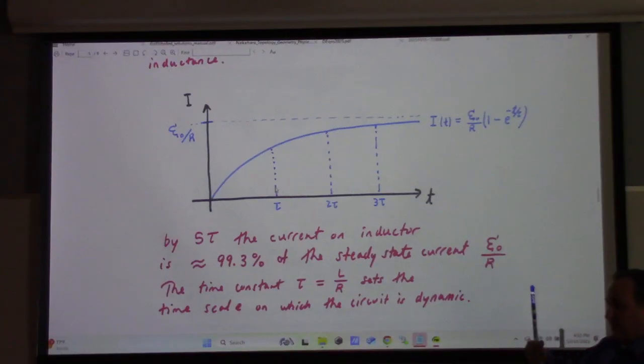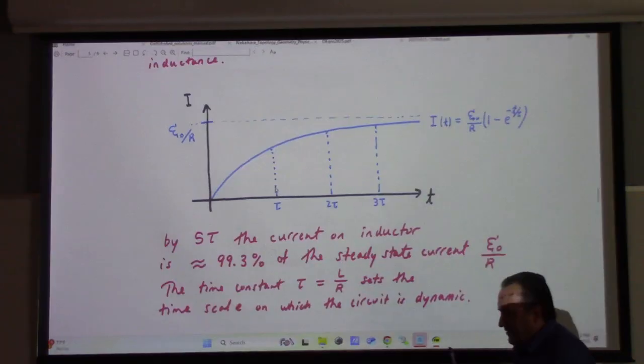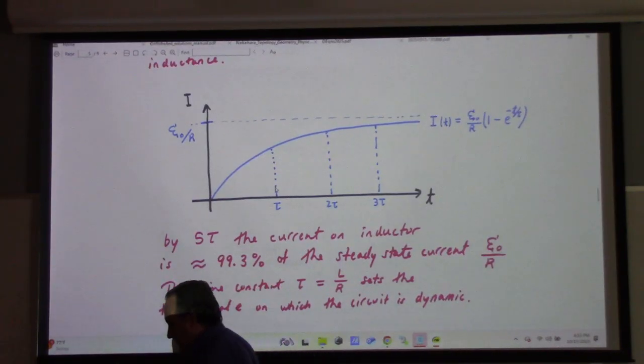You basically establish the magnetic field in the inductor as big as it's going to get. That's what happens. After a long, long time, an inductor looks like a short circuit, right?